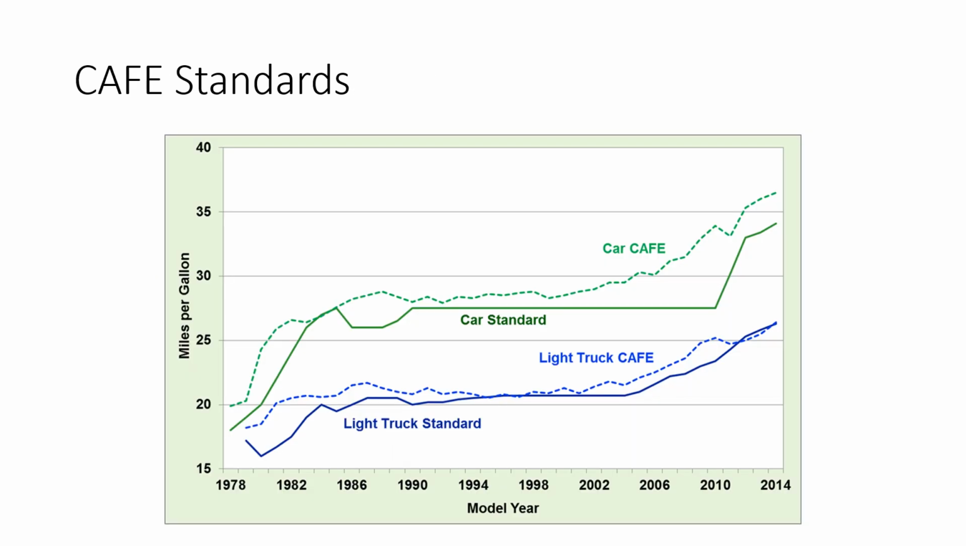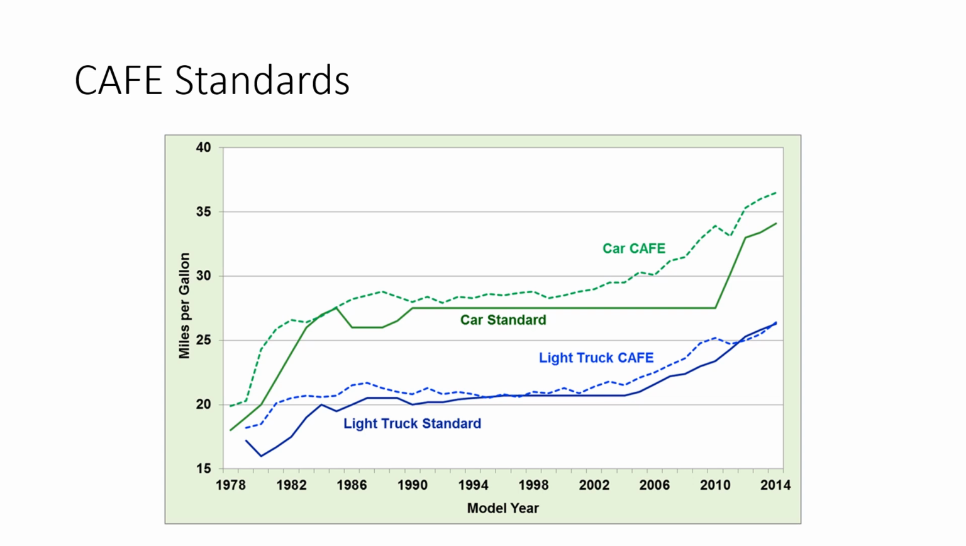With this diagram, we're seeing CAFE standards for cars and light trucks. We see the dashed line, which is what's actually going on in the world, and then the standard is what is being regulated. CAFE standards were passed in the late 70s. You don't need to know the dates for any specific piece of legislation in this class. You just need to know what they do.